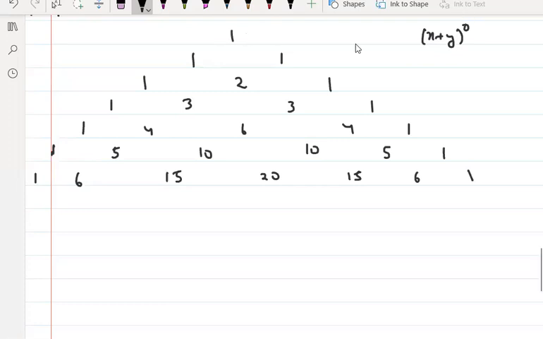1, 1. X plus y to the power 1 is equal to what? X plus y, right? So 1, 1. Just see the coefficients. X plus y whole square is equal to what?